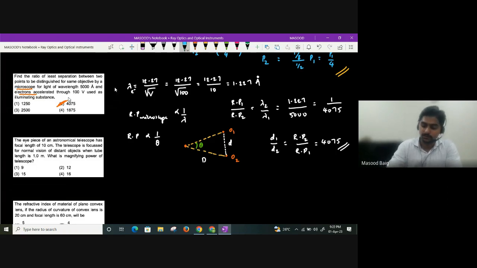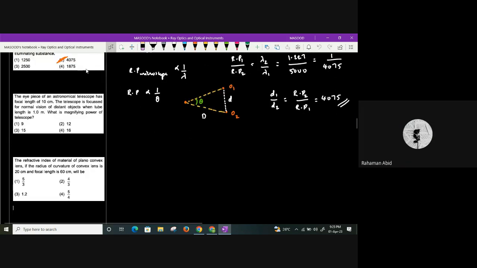Again, this concept we will study in dual nature, guys. If electron is accelerated through V volts, its wavelength will be given as 12.27 divided by root V. So in one, I have used wavelength of 5000 angstrom. Other, I have got wavelength of 1.227 angstrom. So we can find the resolving power ratios. Whatever is the ratio of resolving power, exactly reverse will be the ratio of limit of resolution or ratio of angular separation or ratio of separation between the objects, guys. Clear? Is that clear? Yes, sir. Let us see next question.